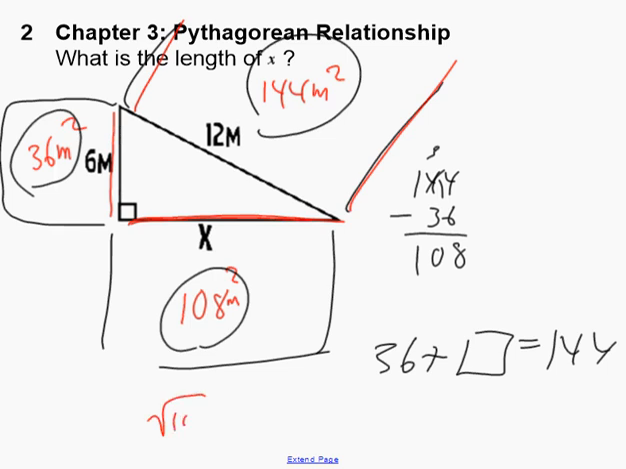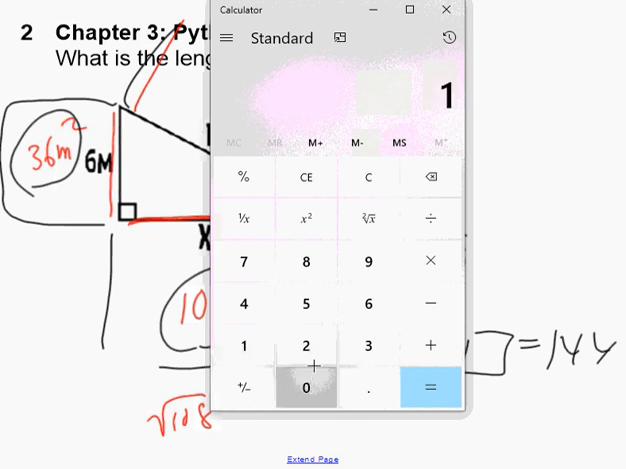So the square root of 108 would be its side length if I take the calculator. I go, what is the square root? Well, since we know the square root of 100 is 10, we can guess it's like 10.3 or 10.4.